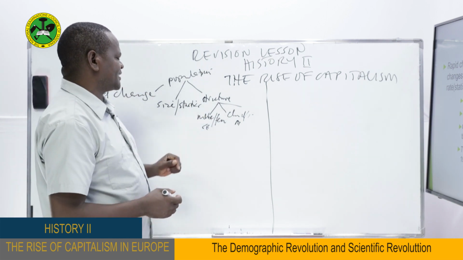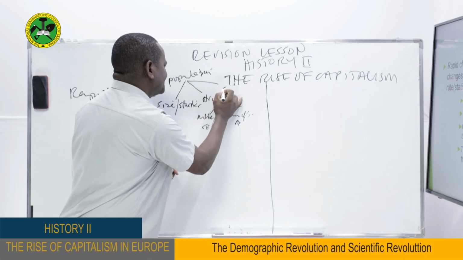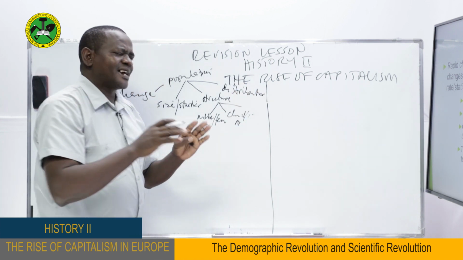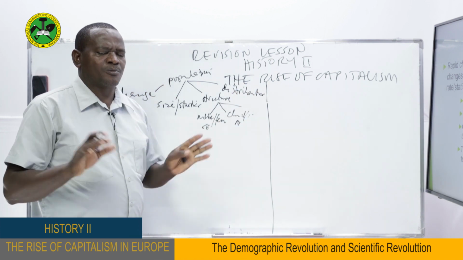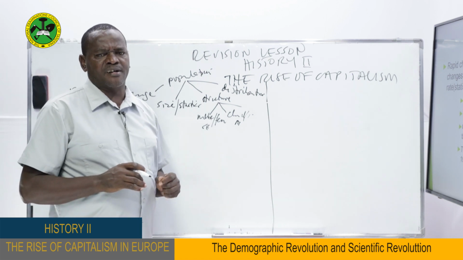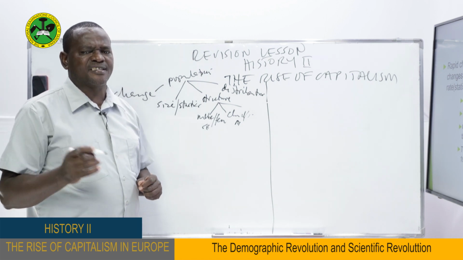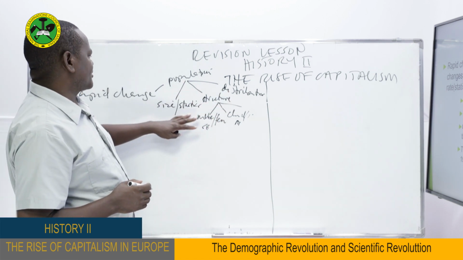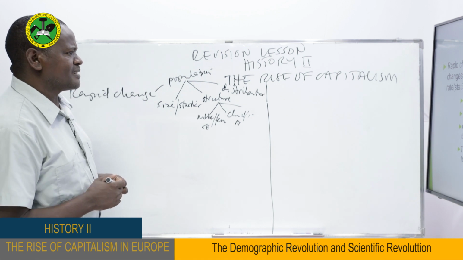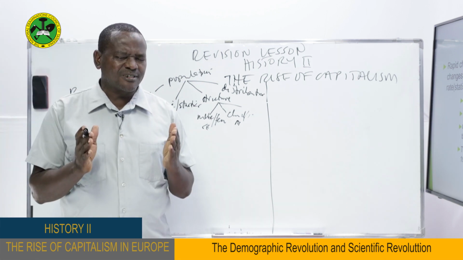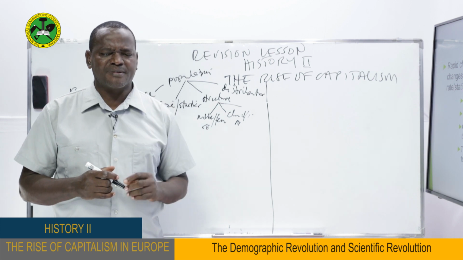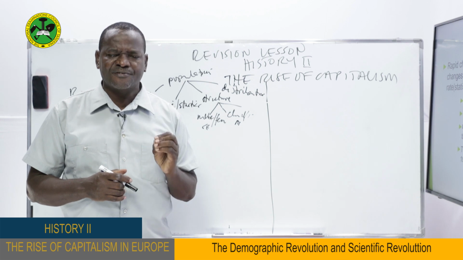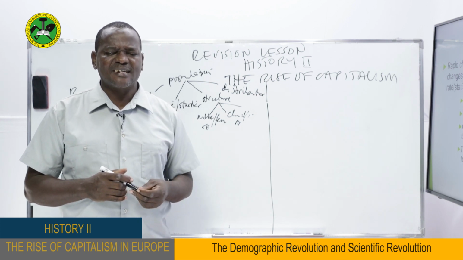But also change in population can be viewed in distribution. By distribution, we are looking at how those people are scattered. Where do they live? Do they live more in the urban areas, or does the majority of them live in the rural area? So this is what we mean by demographic revolution.